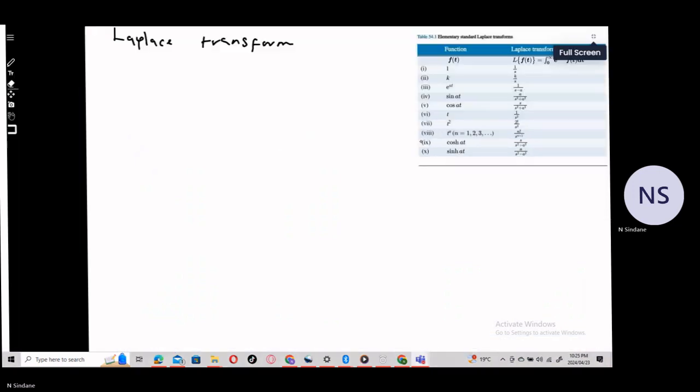The Laplace transform. Let's do that. So today our main focus will be on three proofs: proving that the Laplace transform of 1 is 1 over s, proving that the Laplace transform of k is k over s, and proving that the Laplace transform of e to the power at is 1 over s minus a.